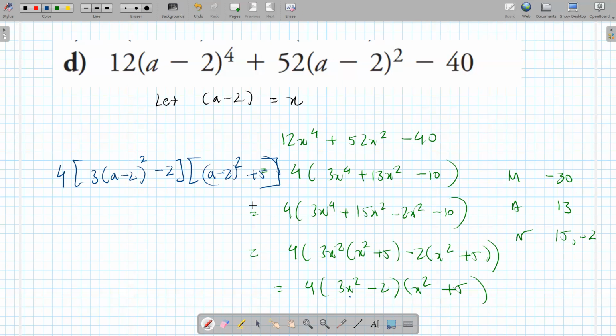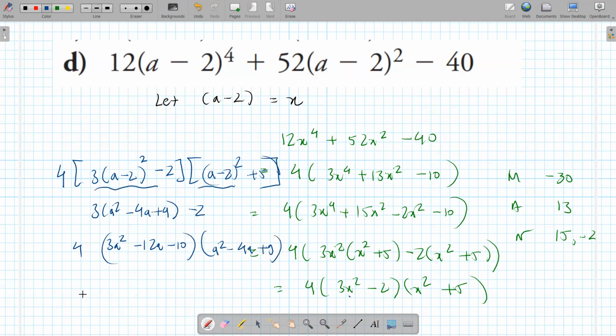And that's the end of the question, I think. I really don't want to go any deeper, but let's check for completeness. If you open this bracket, you'll get a squared minus 4a plus 4 minus 2, that's 3a squared minus 12a plus 12 minus 2, which is negative 10. So it's going to look like that, and that's going to be a squared minus 4a plus 9. I just opened up the squares and cleaned it up.